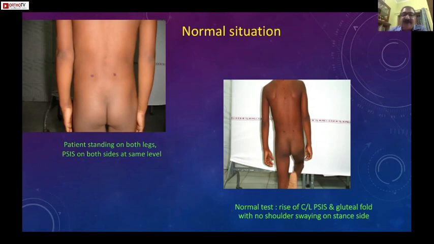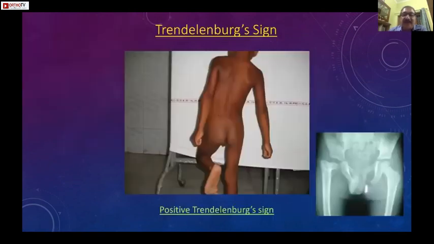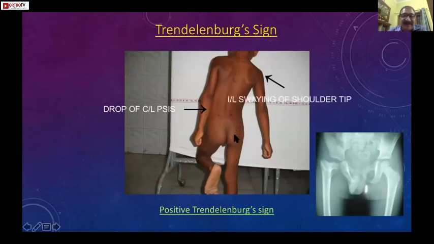What happens when there is an abductor weakness because of hip joint disease? This is what happens. When standing on the affected side, the opposite posterior superior iliac spine, instead of going up, goes down because the abductors are weak on this side. The abductors are weak on the right side. So when the patient stands on the right side, the left-sided posterior superior iliac spine, instead of going up, is going down. And the gluteal fold is also going down instead of going up. This is a classical Trendelenburg sign.